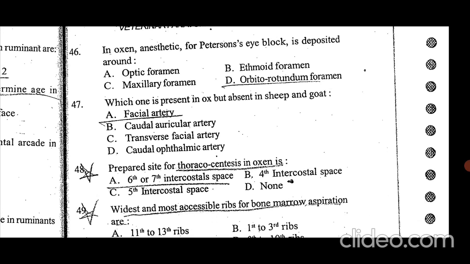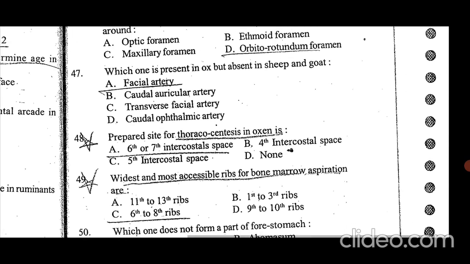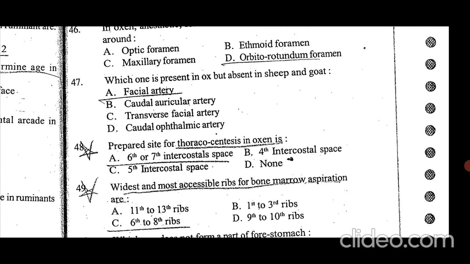The widest, most accessible ribs for bone marrow aspiration are the 6th to 8th ribs, approximately the same as for thoracocentesis. The site for bone marrow aspiration and thoracocentesis is the same, but it is limited to the 6th to 7th in thoracocentesis, whereas it is 6th to 8th in bone marrow aspiration.